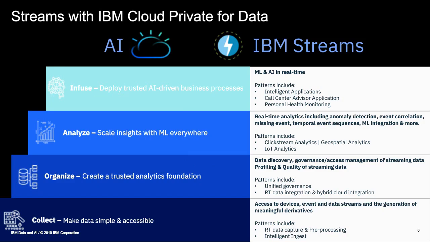Looking at the kinds of things that Streams delivers with IBM Cloud Private for Data, we have many, many different adapters to be able to collect data from a variety of data sources, both enterprise and legacy kinds of things like TCP/IP or MQ or MQTT, as well as more modern messaging systems such as Kafka or IBM Event Streams, which is the version of Kafka that IBM sells.